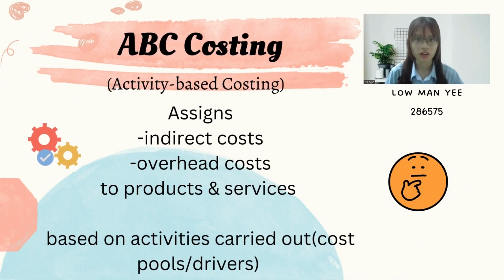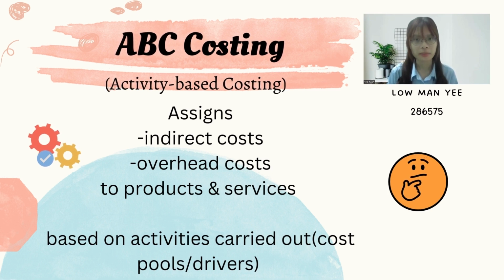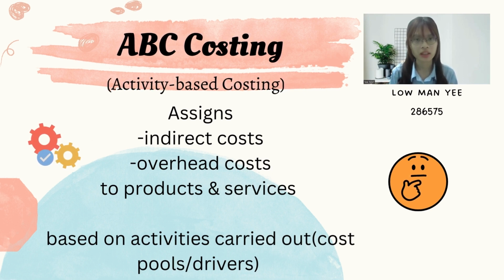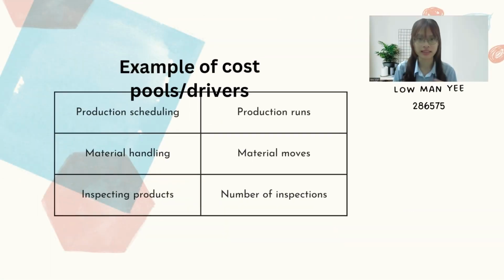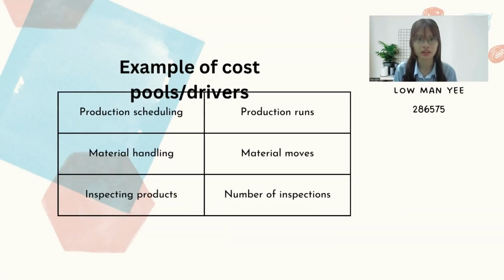Okay, so first of all, ABC stands for activity-based costing and is a method of assigning overhead costs and indirect costs to products and services based on activities carried out to complete their products or services, using a few cost pools or cost drivers as allocation basis to the resources and costs. For example, production scheduling based on the number of production runs, material handling based on the number of material moves, and inspecting products based on the number of inspections carried out.